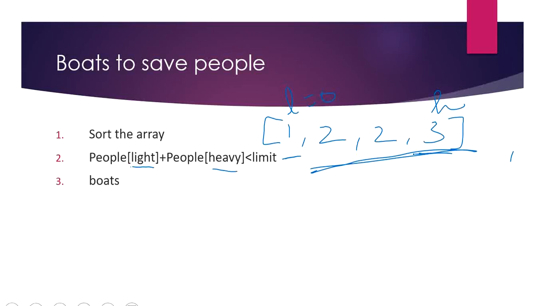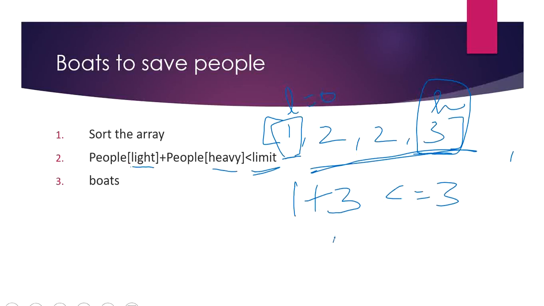So in our first case, we add 1 plus 3 and check whether it is less than or equal to the limit. Our limit here is 3. No, it is exceeding the limit. So in that case, we cannot hold the lighter person. What we are going to do is carry only the heavier person. So we decrement heavy because we have taken one heavier person in our boat, and our boat count increments as we took one boat to carry our heavier person.